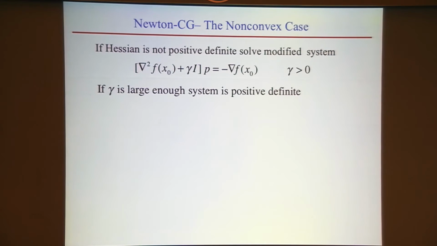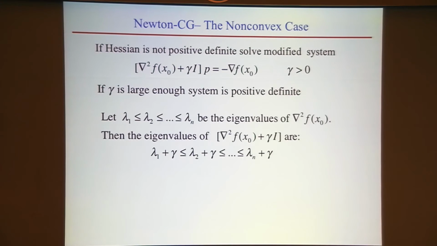What do you do in the non-convex case? Well, a standard strategy for dealing with a non-convex case is this: the system is no longer symmetric and positive definite. Something you can do is add a multiple of the identity to the Hessian matrix to force the coefficient matrix to be positive definite. This is the Levenberg-Marquardt method. And now you solve this Newton-like system. It's no longer the exact Newton system. If you choose gamma large enough, then you no longer have a Newton-like method, but you have something that is based on a positive definite matrix.